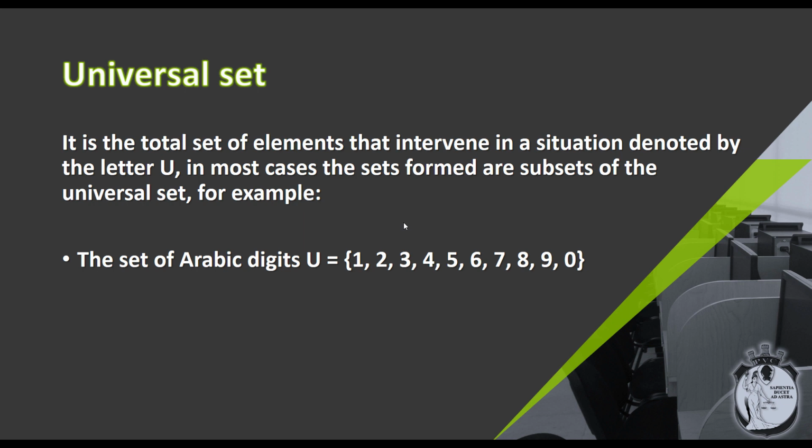Now, the universal set is the total of the elements. You need to check for every situation what the universal set is, because it cannot be defined for all the sets. So in every situation, the problem or the situation needs to define what the universal set is for that situation. For example, here the Arabic digits are defined by the set U equals 1, 2, 3, 4, 5, 6, 7, 8, 9, 0, all the Arabic digits.